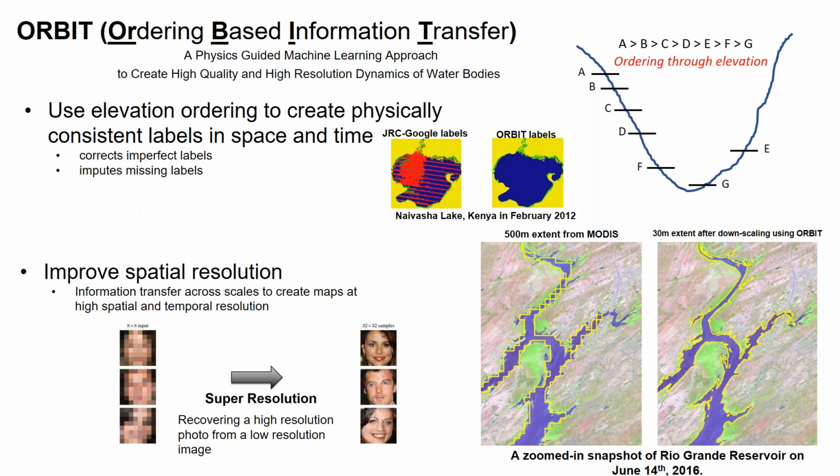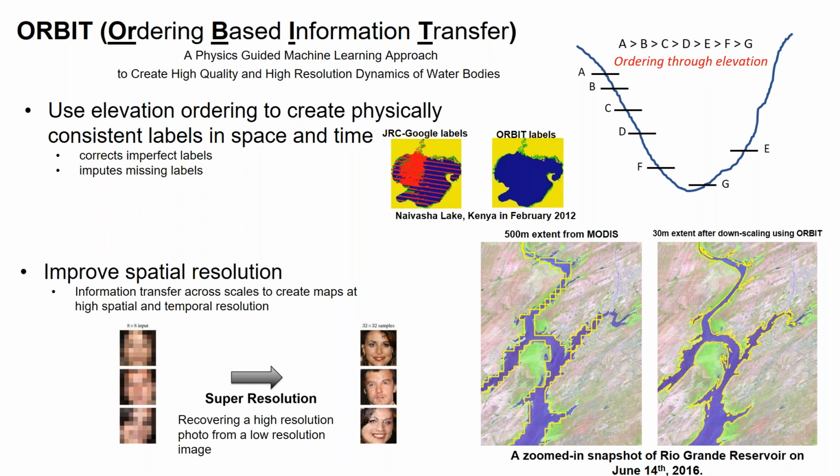In that case, we have built techniques, again, physics-guided machine learning techniques, that could take a map that is produced by, for example, MODIS at 500 meters on the left side, and just use this information to be able to create a map that you see on the right side.